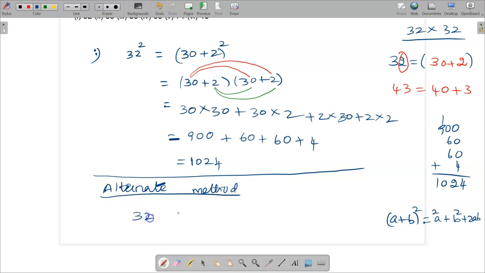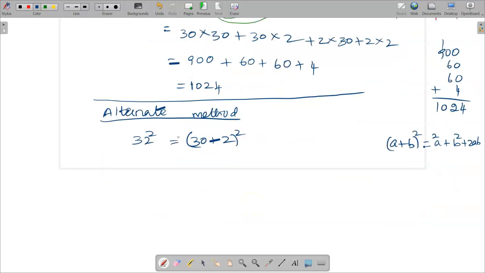Alternate method to solve the problem: 32 square, how can I write? 30 plus 2 the whole square. The first step is common in both methods. Now this is a, this is b. What is the first term? a square, which means 30 square. Plus b square, which means 2 square, plus 2 into a, which is 30, into b, which is 2. So 2ab you have written. 30 square means 30 into 30, so 900, plus 2 square means 4.